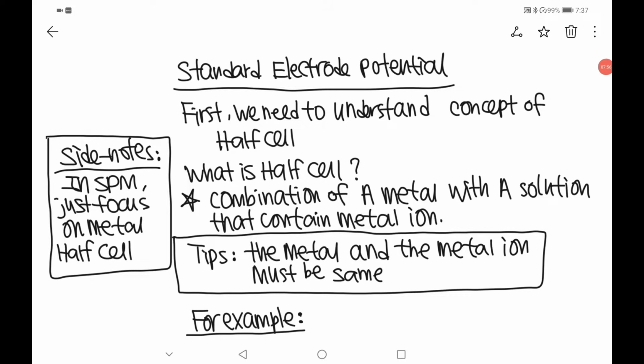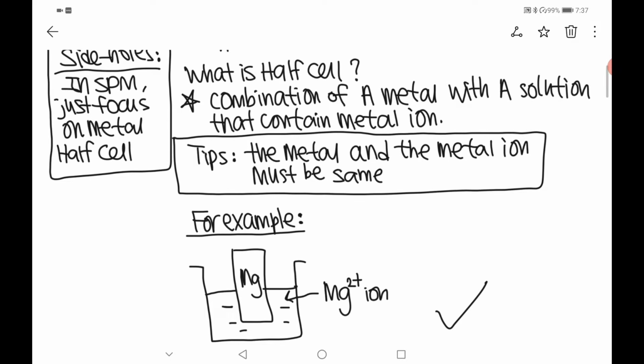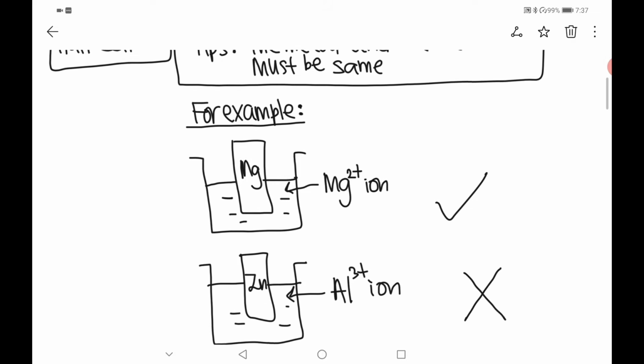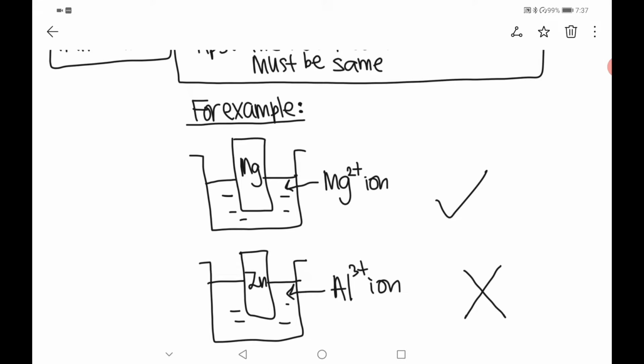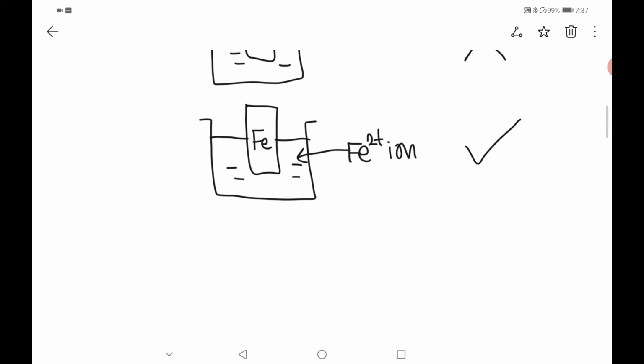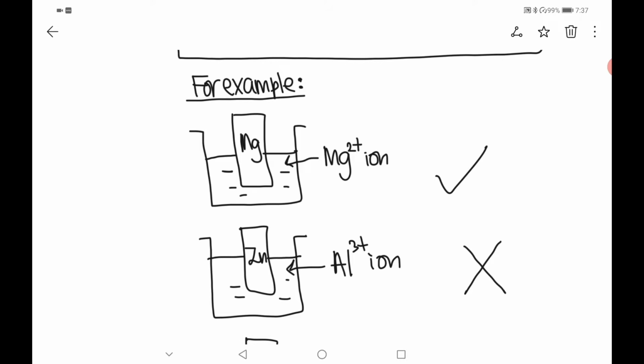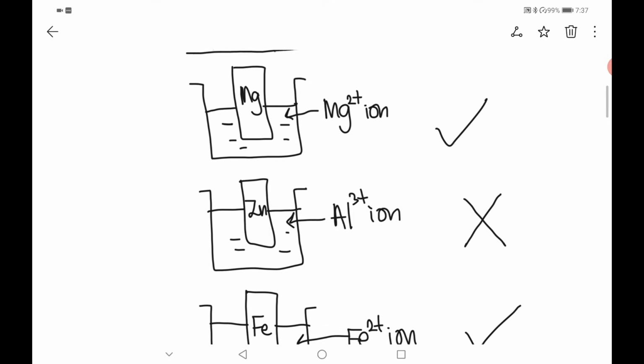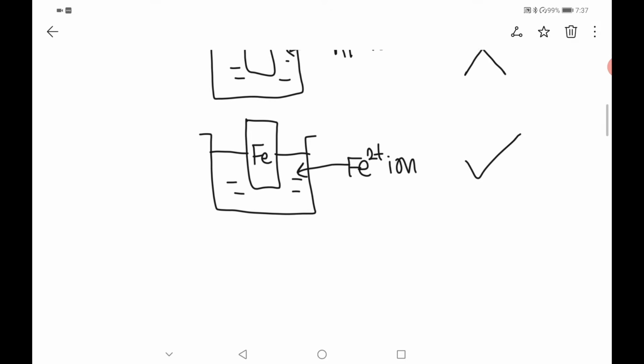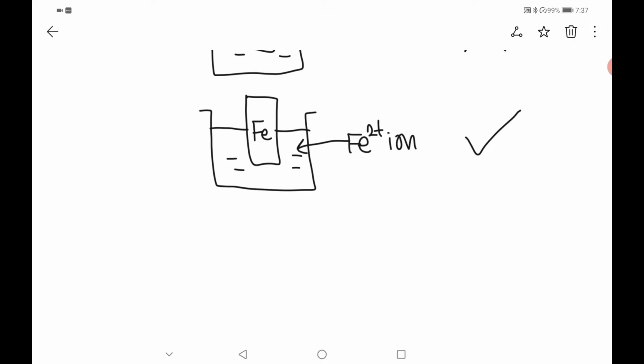Alright, so at this moment, I hope you know what a half cell is already. A half cell in SPM is a case whereby we take a piece of metal and put it in a metal ion. The metal and the metal ion must be the same. So after we understand what a half cell is, we need to know what happens in a half cell.